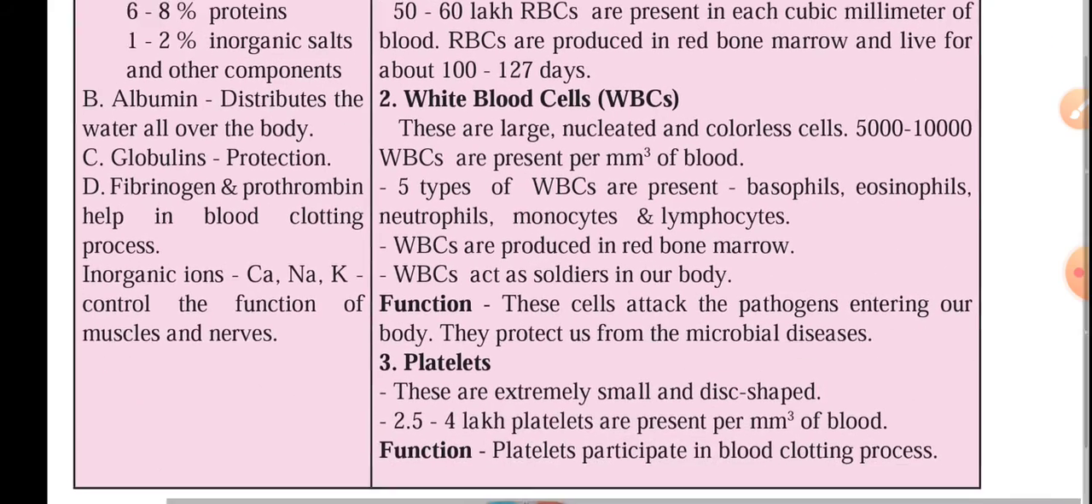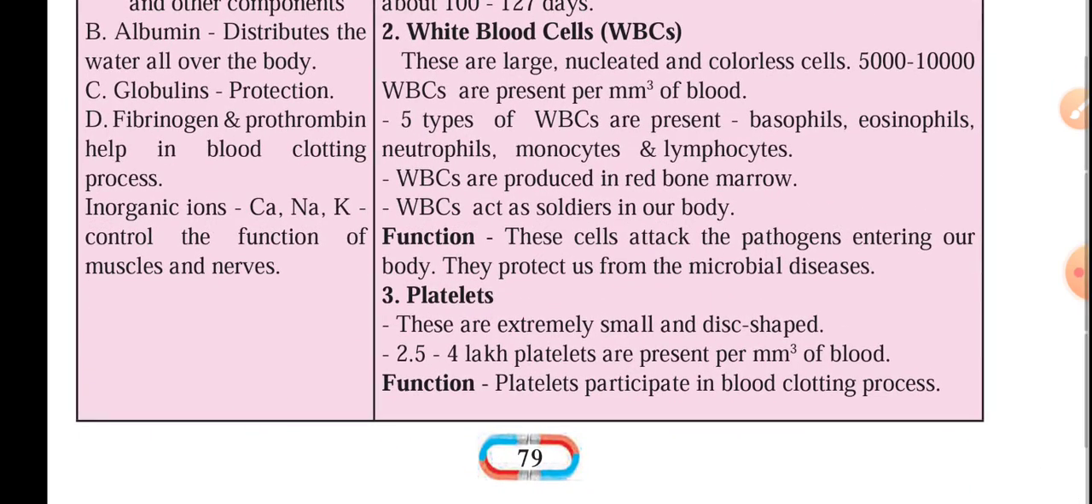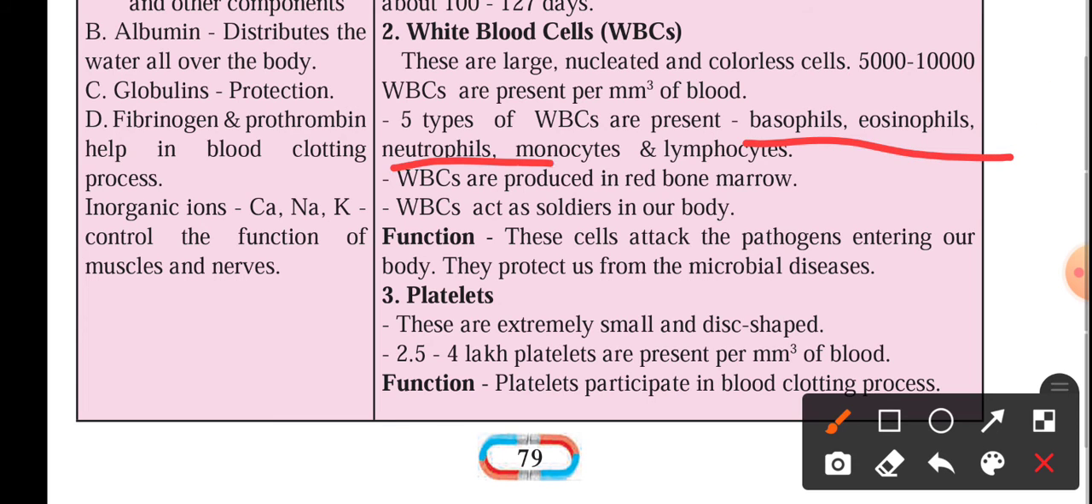Further are the white blood cells, which we call WBCs. These are large, nucleated and colorless cells. Remember, RBCs are enucleated, meaning they don't have a nucleus, whereas white blood cells have a nucleus. And white blood cells are colorless. 5,000 to 10,000 WBCs are present per cubic millimeter of blood. 5 types of WBCs are present, that is basophils, eosinophils. You can remember this. Then the neutrophils, monocytes, and lymphocytes. WBCs are produced in red bone marrow.